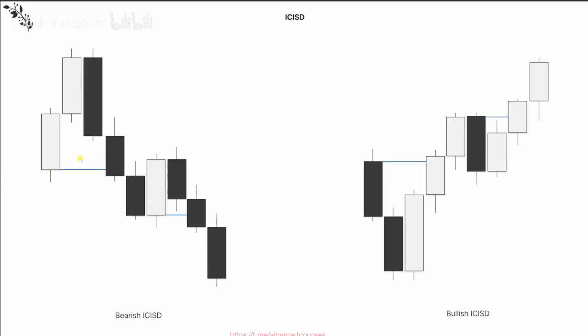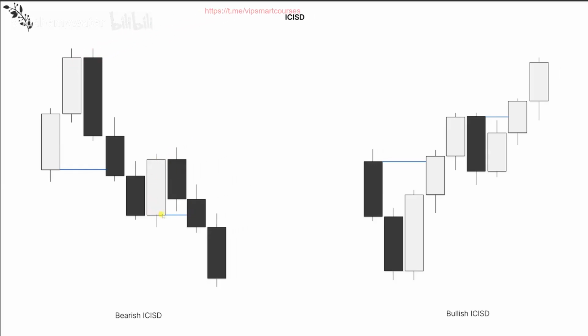In this slide, we'll be discussing ICISDs, which is basically a continuation signature of a change in state of delivery. It stands for inner change in state of delivery. As you see, we have the original change in state of delivery here on the left. Price respects it, starts to expand away. Then we have another opposing candle get closed through, right?